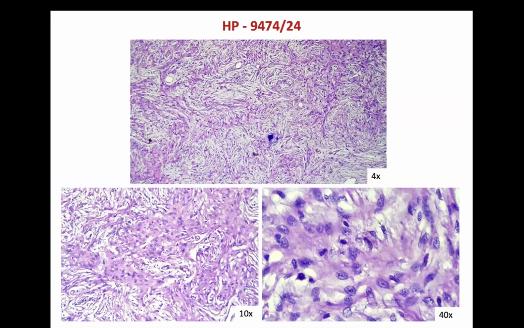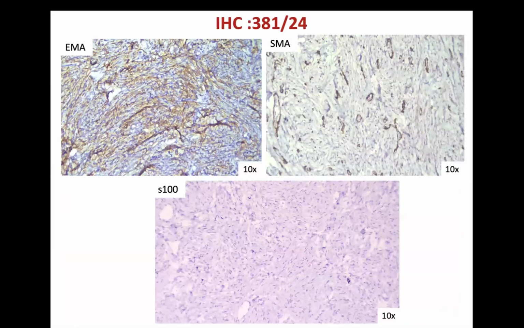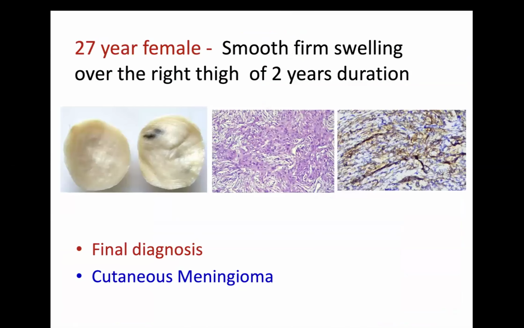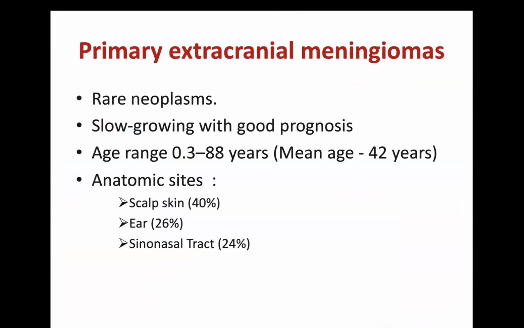The histopathology showed typical meningothelial whorls and some fascicles. On higher power, the tumor cells have ovoid nuclei, not much pleomorphism, occasional mitosis, and no necrosis or atypical features. IHC showed tumor cells diffusely positive for EMA, and SMA and S100 were negative. With all these features, we came to a final conclusion of a cutaneous meningioma.